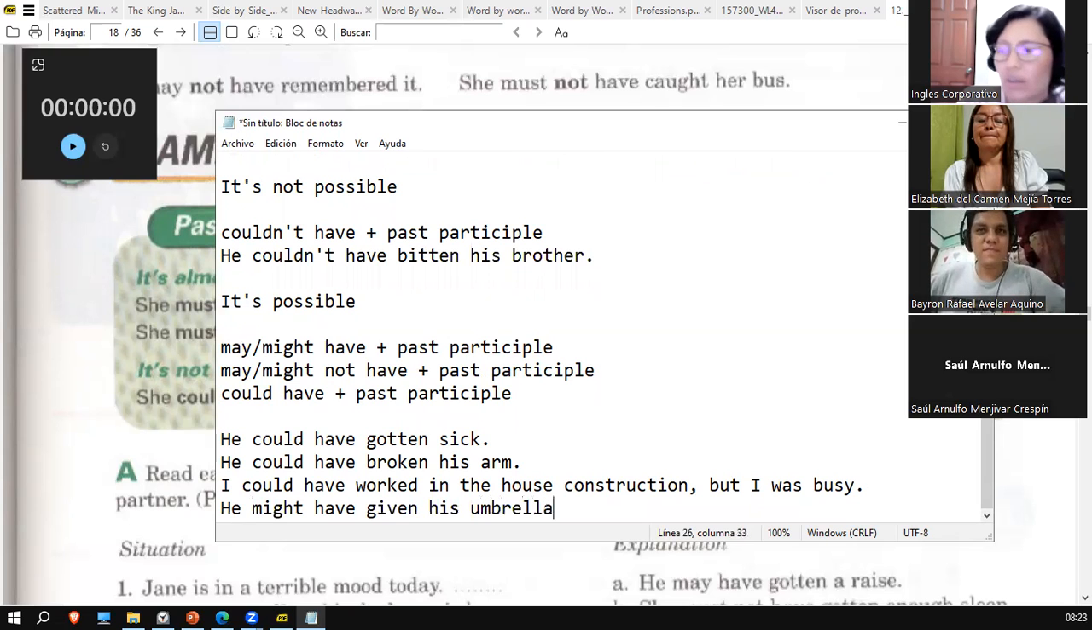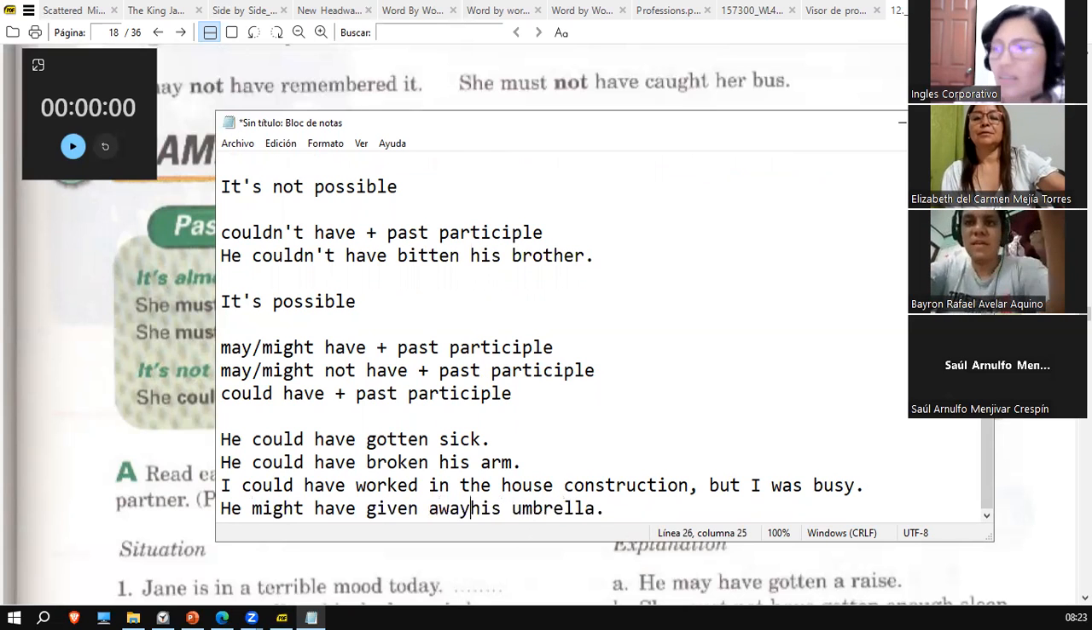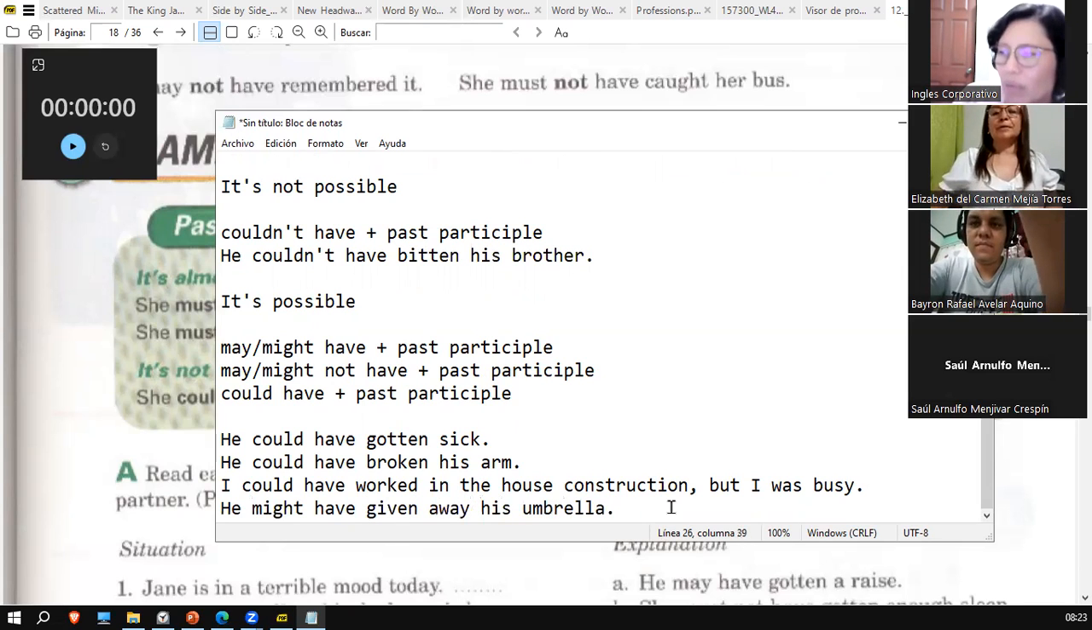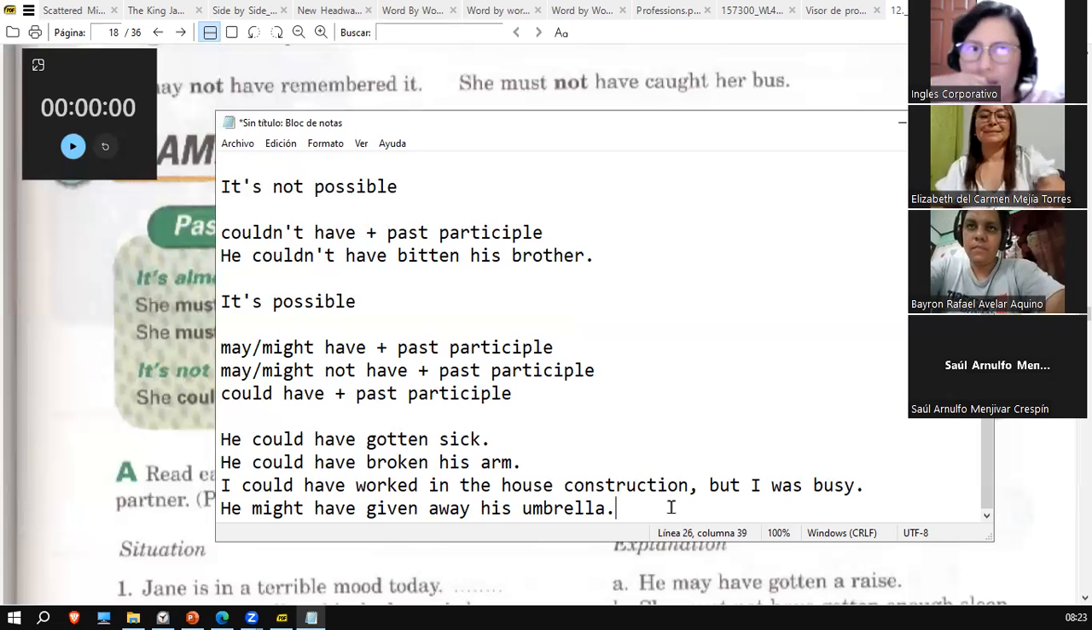Umbrella. Okay. He must have given away, ¿verdad? ¿La debe regalado? ¿Así? Yes. Okay. He must have given away. Give away es regalar. Given away his umbrella. ¿Y qué le pasó, verdad? De repente estamos allí con los compañeros de oficina y vemos que hay un fulanito que siempre anda con sombrilla, pues, y hoy se está mojando porque no tiene, y uno se queda, qué raro. He might have given away his umbrella. That's the reason why he's getting wet, right?